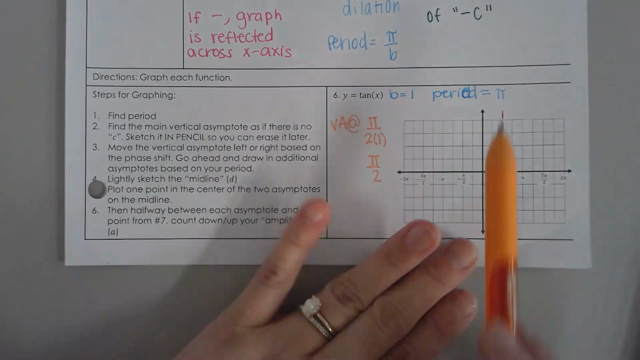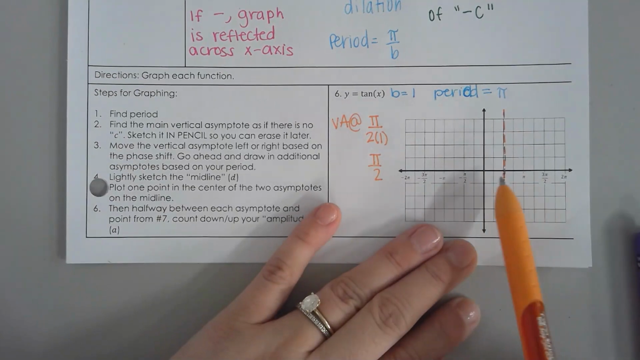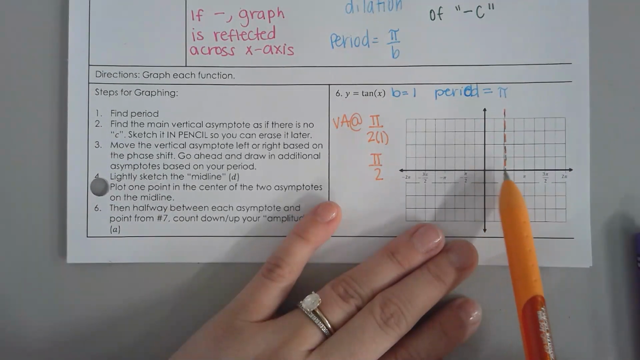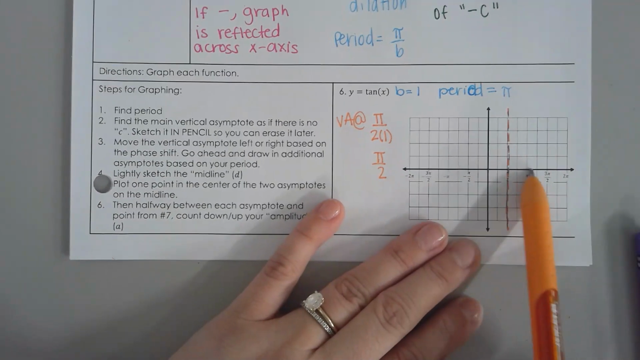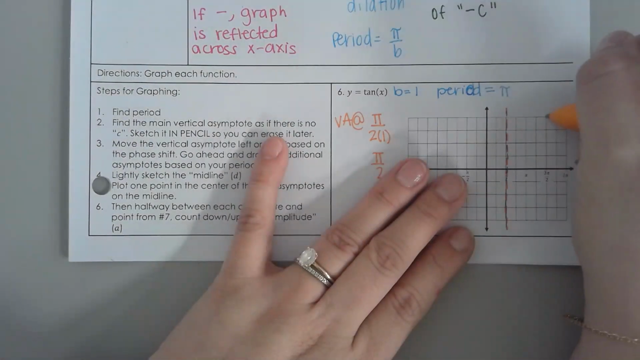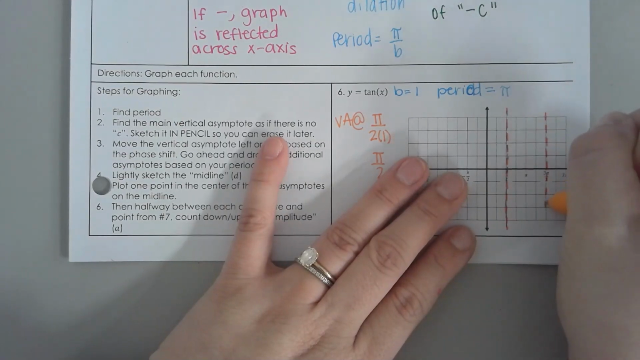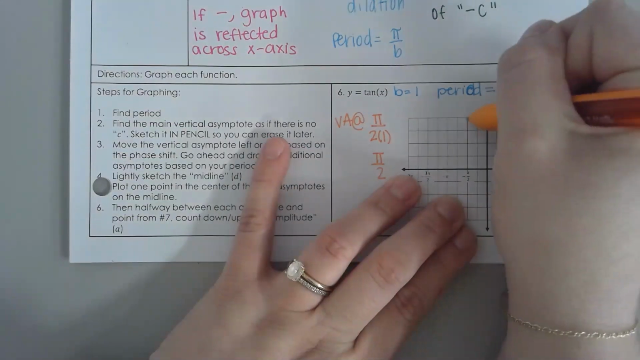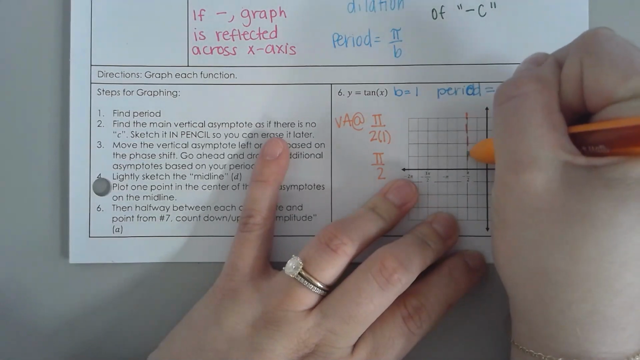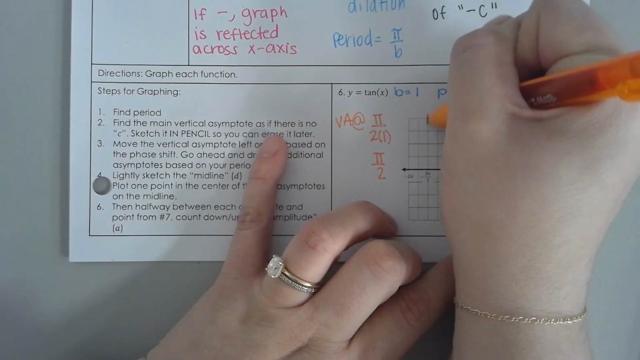And so that I have another asymptote every time I hit pi. And you can just look at your blocks. If you look right here, you can tell that 4 blocks is pi. So I'm going to count over 4 blocks and do an asymptote. 4 blocks, asymptote. 4 blocks, asymptote.